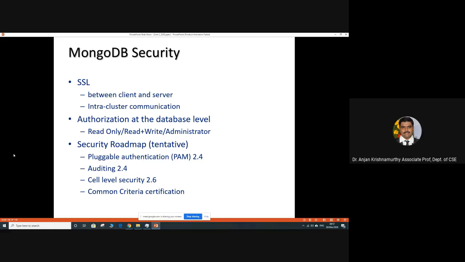So on the security roadmap, it has pluggable authentication. The exact library name is PAM, in version 2.4. It has auditing software within it. Then it has system call level security. Then it has something called Common Criteria certification. These are some of the security features built into MongoDB.